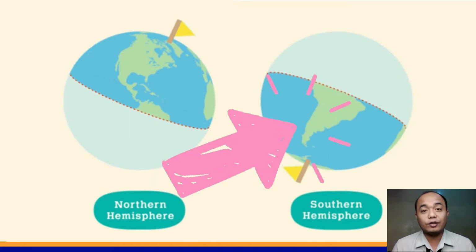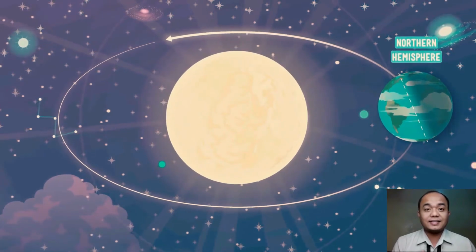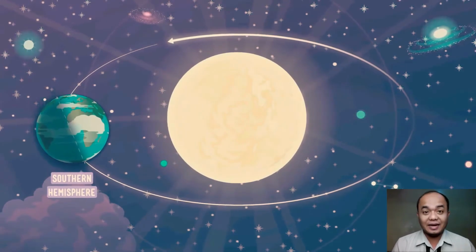Ito naman yung Southern Hemisphere. Ang kalahati naman na ibabang bahagi ng Earth ang siyang tinatawag nating Southern Hemisphere. And Australia is found in the Southern Hemisphere. Northern Hemisphere and the Southern Hemisphere experience different seasons and at the same time.